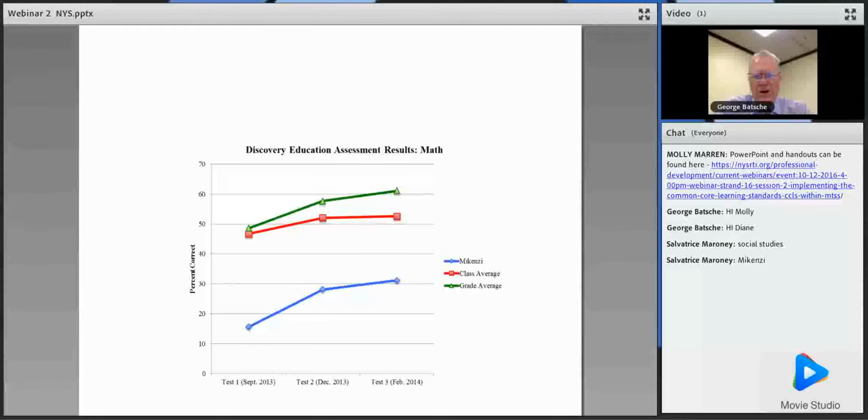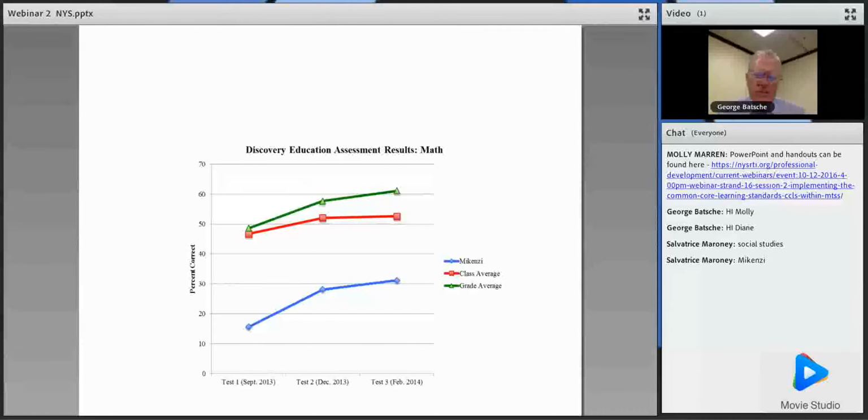So once we have a student or a group of students, their line being steeper than the other lines, it will intercept it at some point. And that's important to know. In this case, we needed to stay the course.